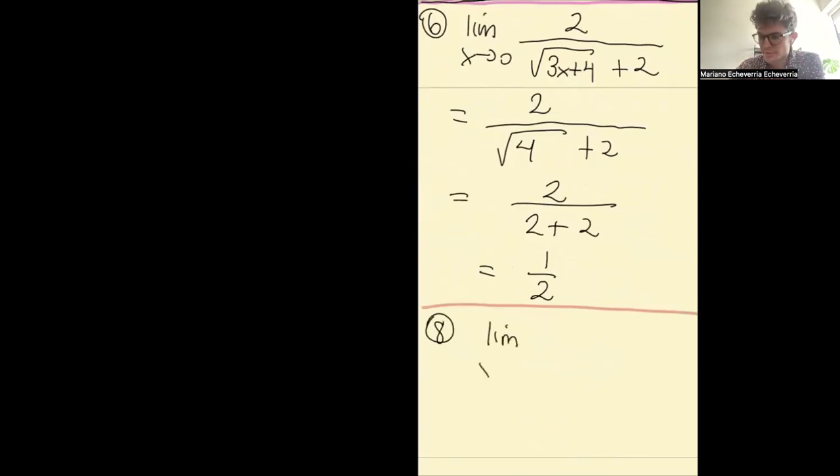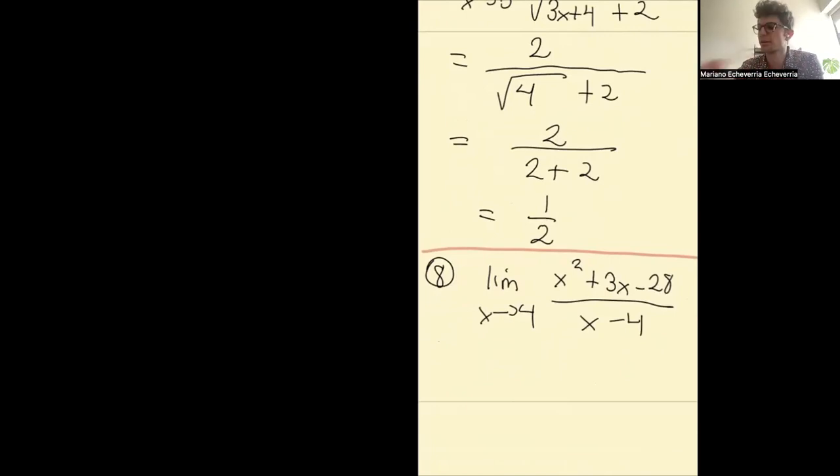Eight was the limit as x approaches 4 of x squared plus 3x minus 28 divided by x minus 4. This one is actually the more interesting kind. This is the typical problem that you will be expected to know how to solve. Because if you try to plug in 4 for x, you'll get 0 over 0. So this is one of those examples where you cannot just do that. The fact that there's an x minus 4 in the denominator maybe suggests that you should factorize an x minus 4 upstairs if that's possible. So let's see if that can be done.